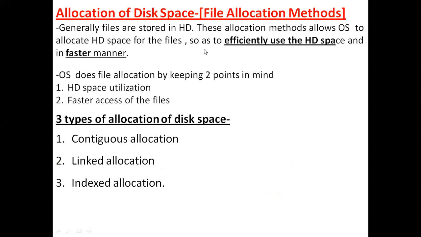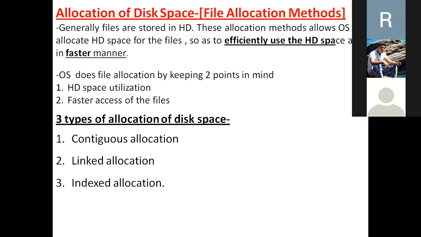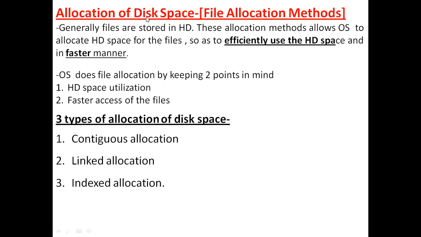Allocation of disk space, or the space available on the hard disk, for the files. Generally, we know that all the files will be stored in secondary storage devices, the hard disk. This allocation will allow us to reserve some space on the hard disk so that the files can be stored. The allocation of space for the files on the hard disk is called the allocation of disk space.